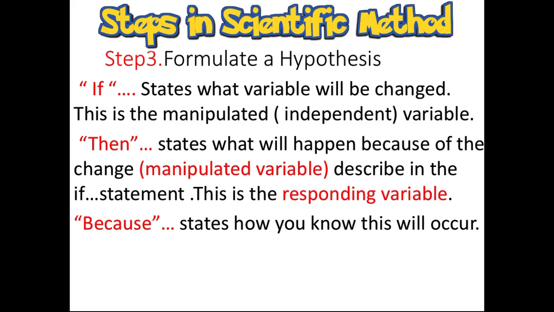Then states what will happen because of the change, the manipulated or independent variable, or the response of our independent variable described in the if statement. So this is the responding or dependent variable. And because states how you know this will occur. It should be based on something you have experienced or something you infer.